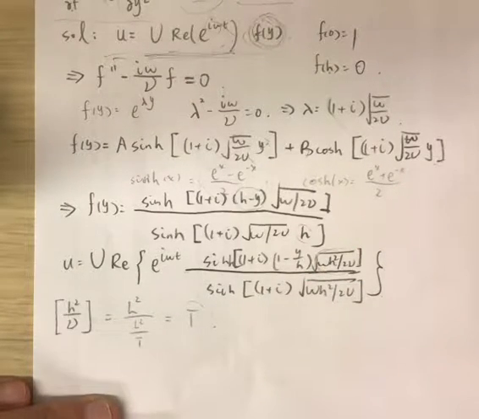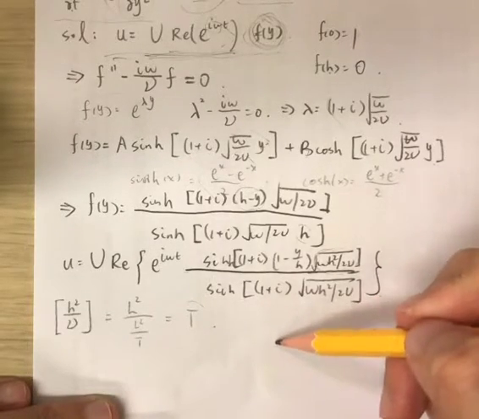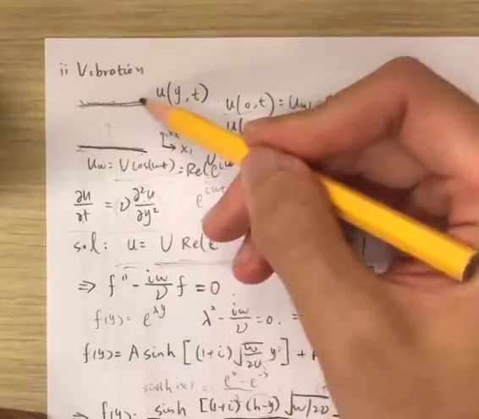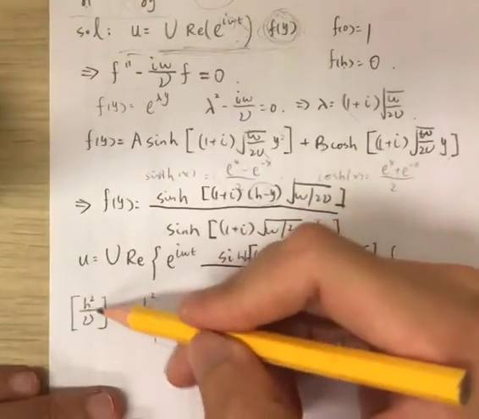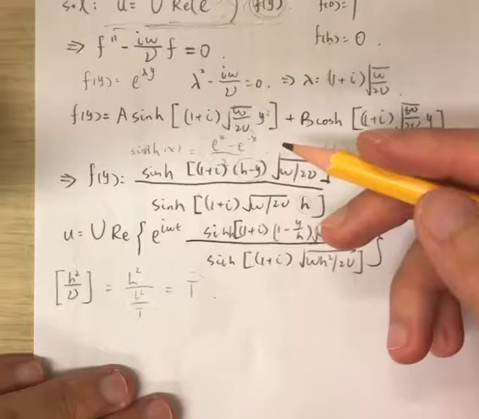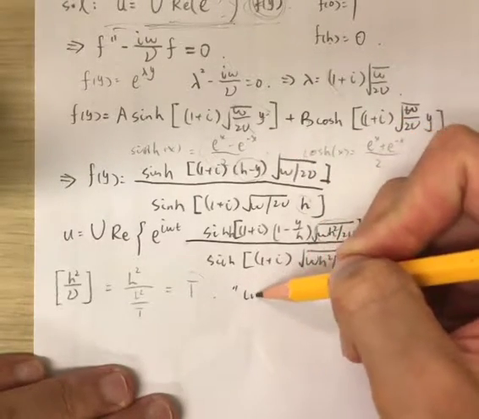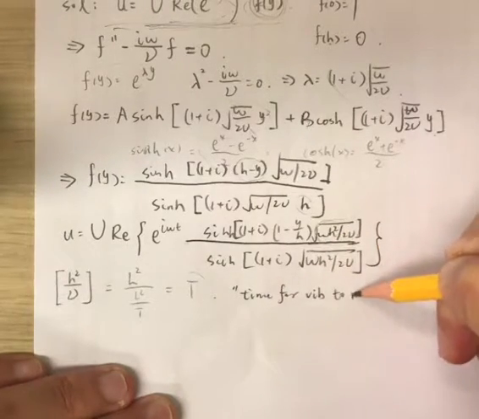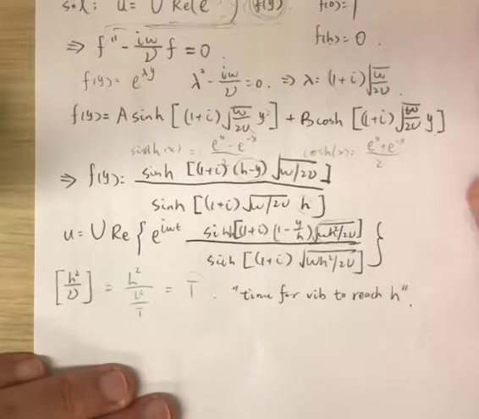So it basically represents the time for the information of vibration down here to spread up here, right? H squared over nu basically represents the time for vibration to reach h. It has this special meaning.